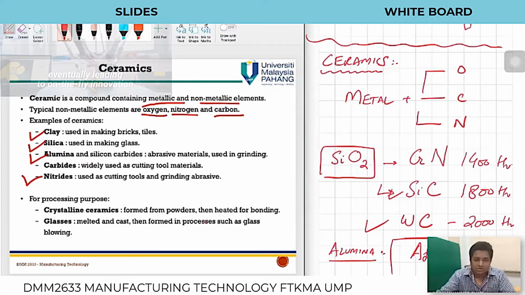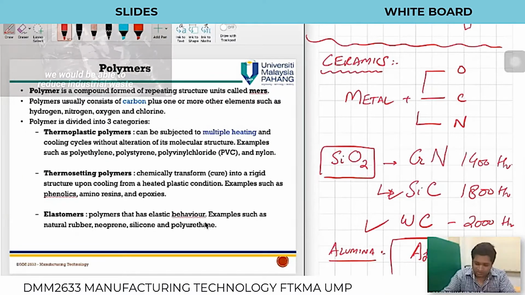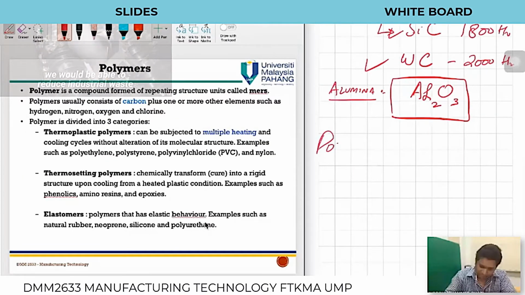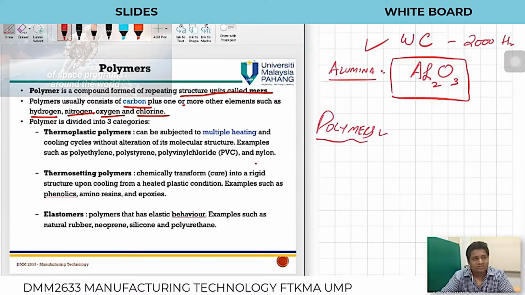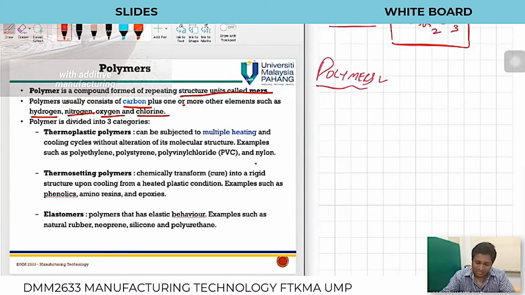So this was all about ceramics, and let's move to polymers. Polymers are basically organic materials. Polymers are compounds formed by a repeating structure called mers. They are basically a combination of carbon plus one or more elements such as hydrogen, nitrogen, oxygen, and chlorine. So basically polymers have a repeating structure.